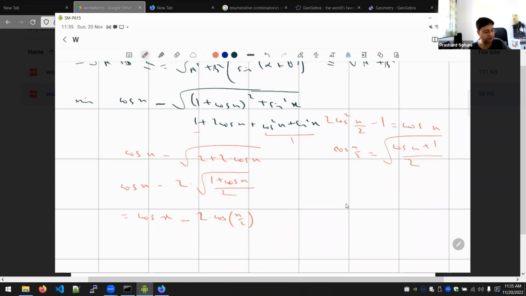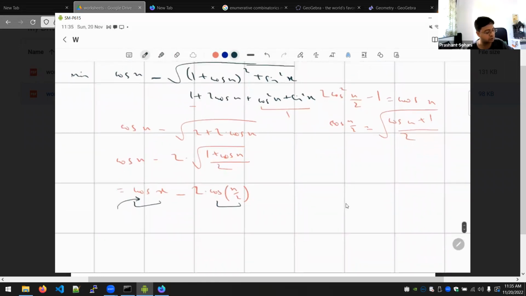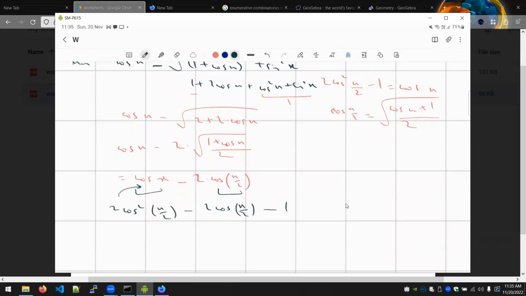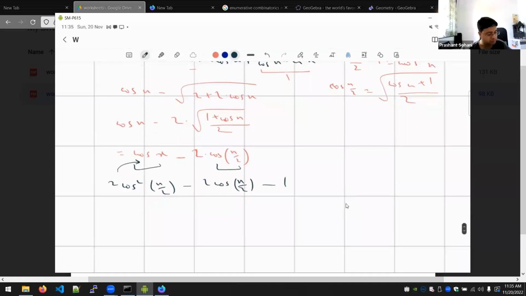So now here this part is cos of x by 2 and this is cos x. So we should bring everything in terms of the same variable. So why don't we write this cos x also in terms of cos of x by 2? So this will be 2 times cos square of x by 2 minus 2 cos of x by 2 minus 1. Right? So this is simply a quadratic in cos of x by 2. And where will the minima be achieved?